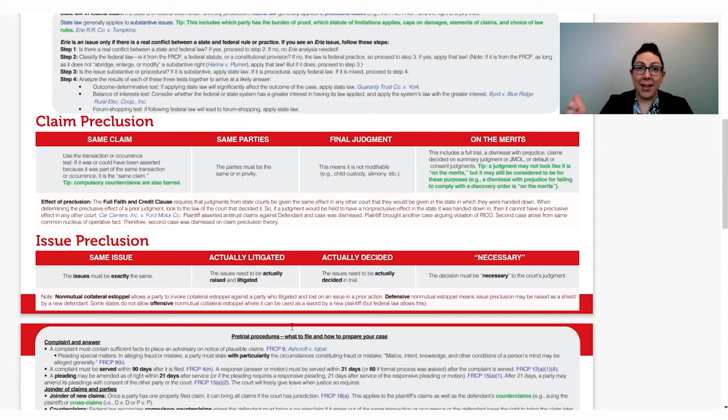So when you have the same issue, independent contractor versus employee, actually litigated, we argued about it in lawsuit number 1, actually decided, the court ruled on it, and necessary to the litigation, then the issue will be precluded in lawsuit number 2. And when we say necessary, what I mean by necessary is that this is something that we know actually went into that final decision in the first lawsuit.